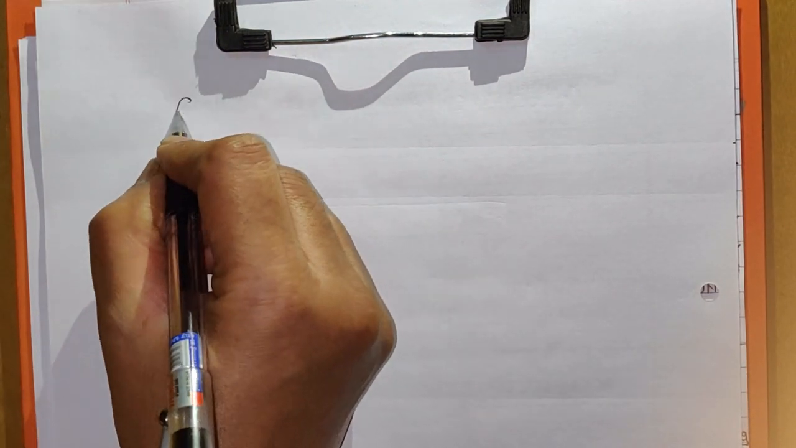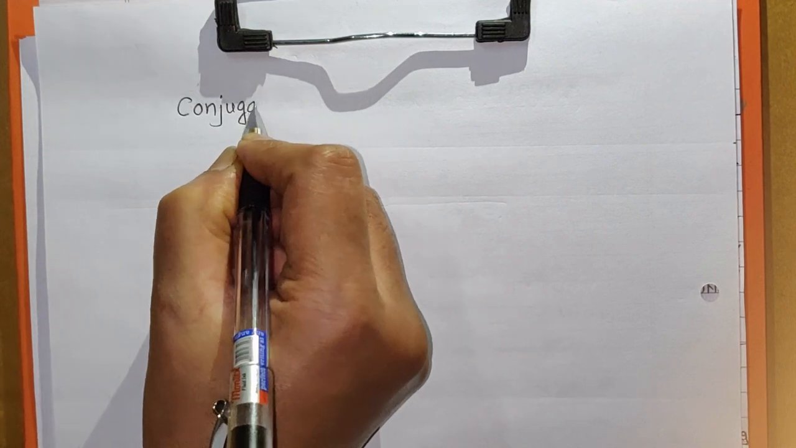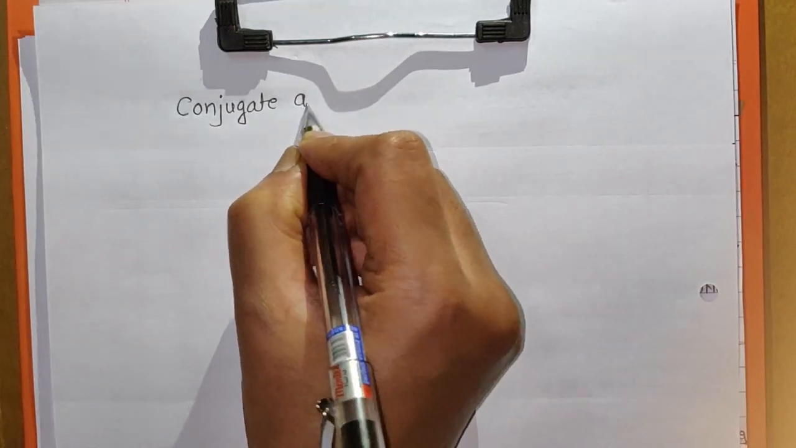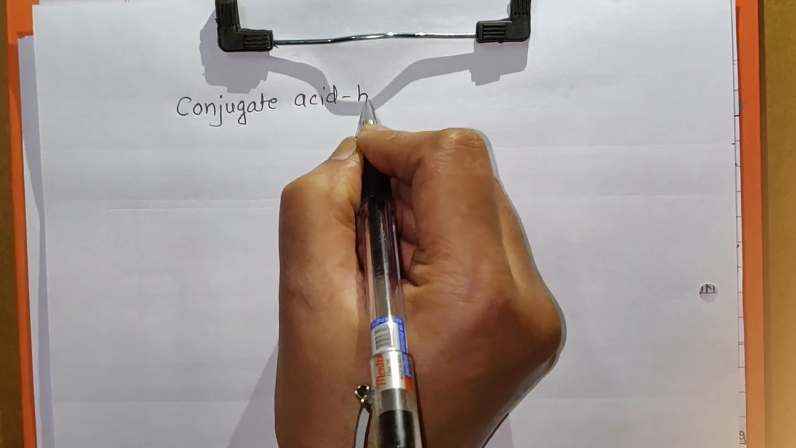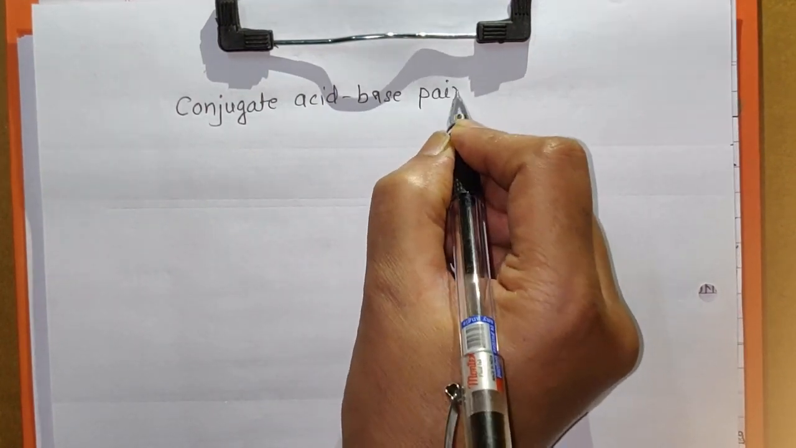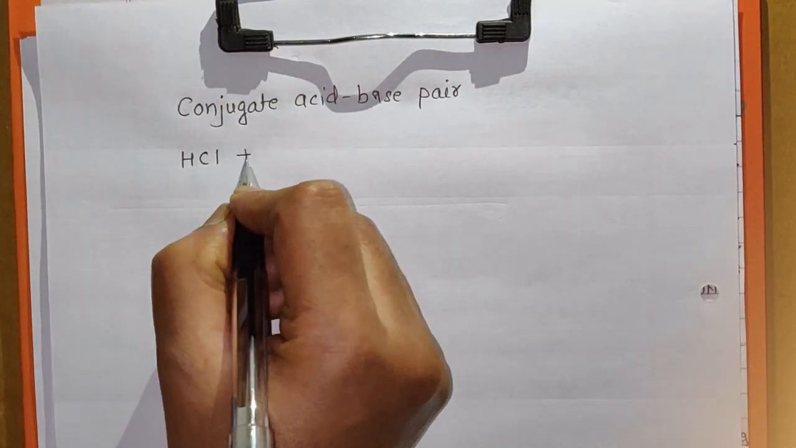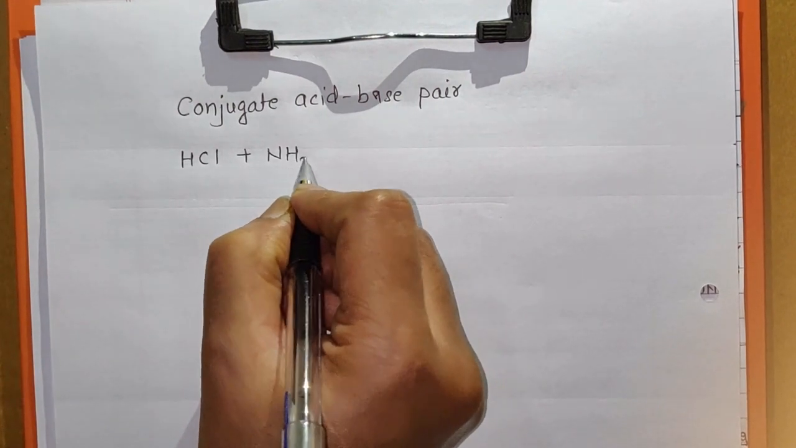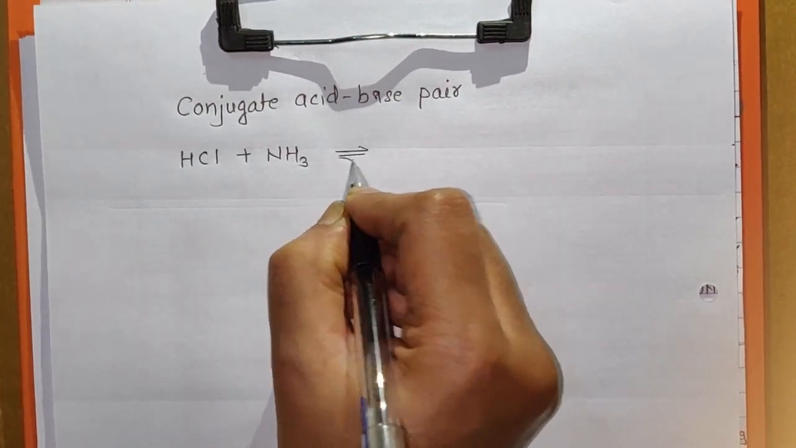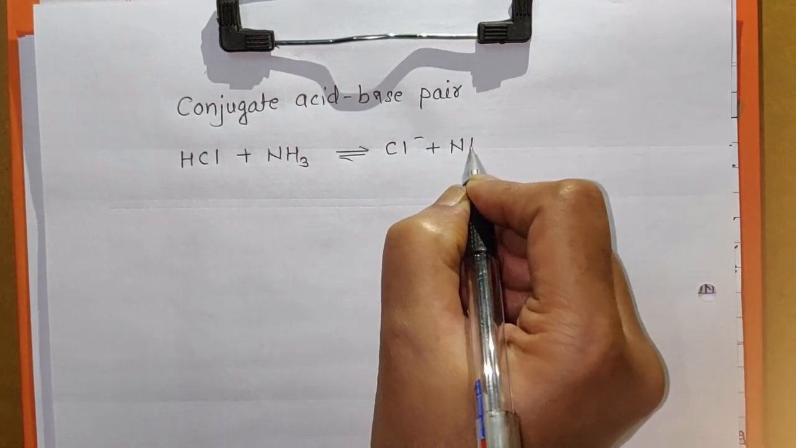Now we shall consider what is a conjugate acid base pair according to the Bronsted-Lowry theory. For this, suppose we have the chemical reaction: HCl reacts with NH3 to give Cl minus plus NH4 plus.